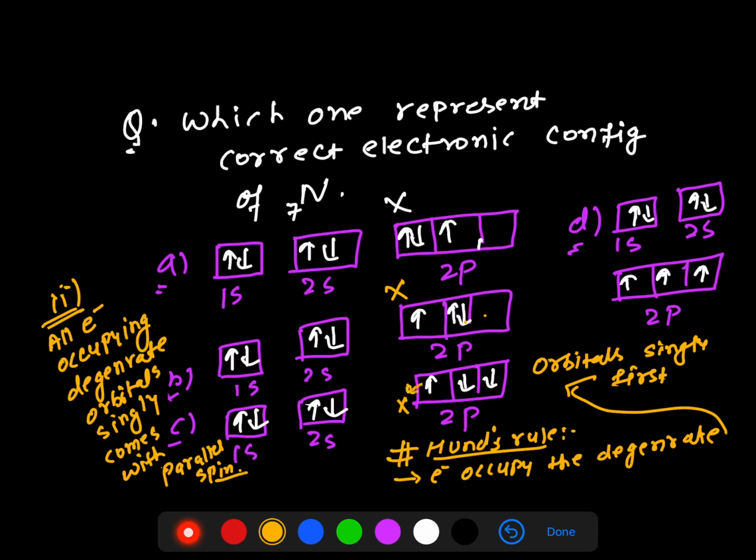All the electrons which are occupying the degenerate orbitals singly must come with the parallel spins. If the first electron is clockwise spin, the other two electrons should also come with the clockwise spin only. If the first electron is anti-clockwise spin, the other two electrons over here should come with the anti-clockwise spin only, right? So this one is correct, because this follows Hund's rule properly. The electrons have occupied the orbitals singly. First statement is satisfied. Also, all the electrons are there with the same spin. Second statement satisfied. So this one is the correct electronic configuration of nitrogen, right?